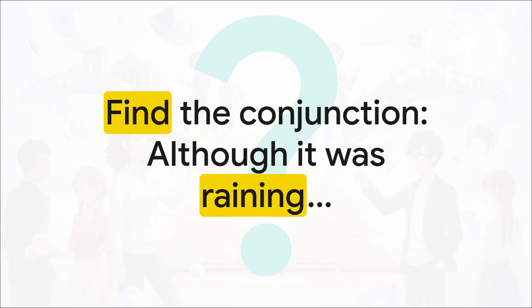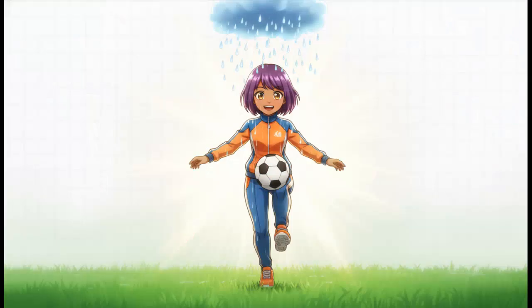Identify the conjunction in this sentence. Although it was raining, they played football. Look closely at the sentence structure. What's the bridge word here? I'll give you a second. Yes, the answer is although. It's a subordinating conjunction. It's attaching that weaker dependent clause about the rain to the main action of playing football, and it's doing it specifically to show a concession or contrast.